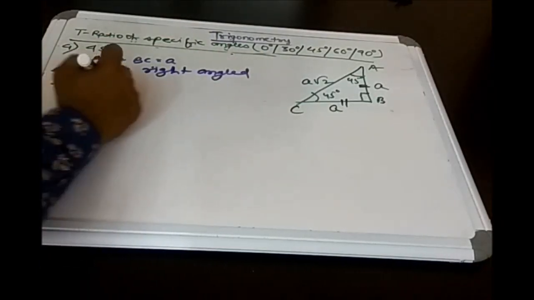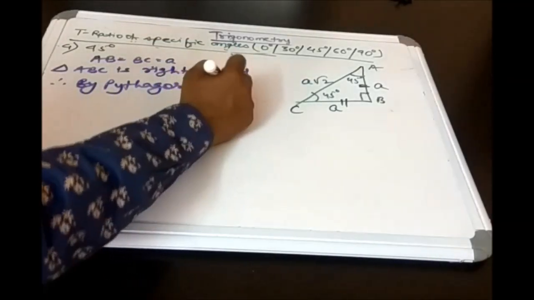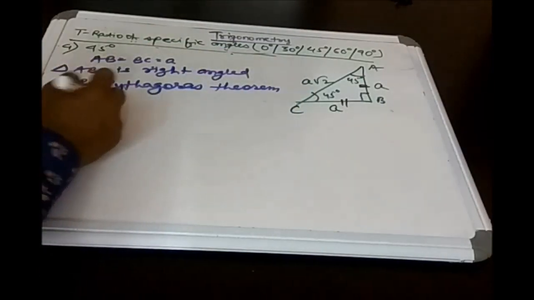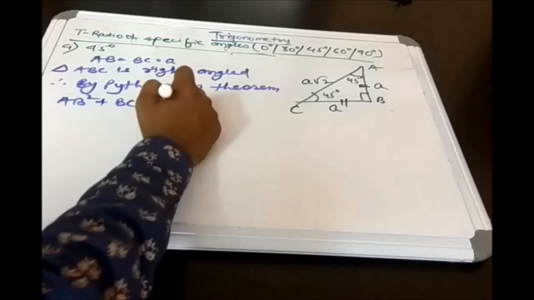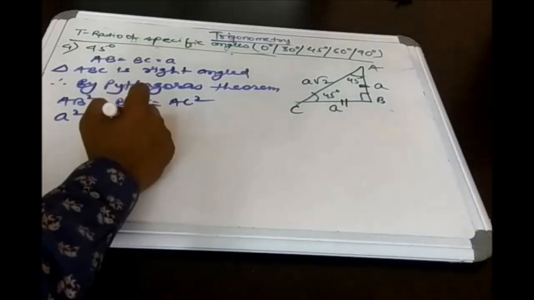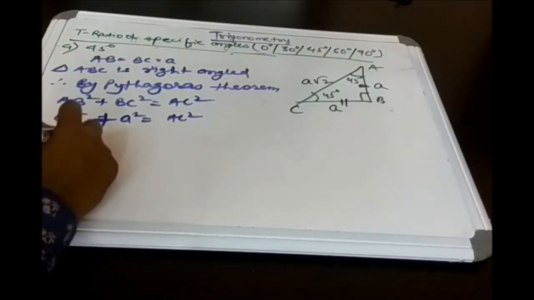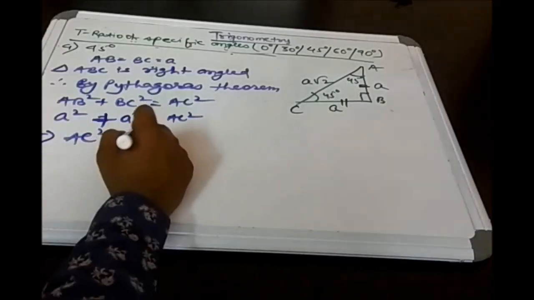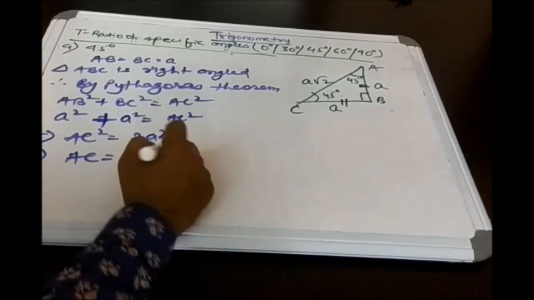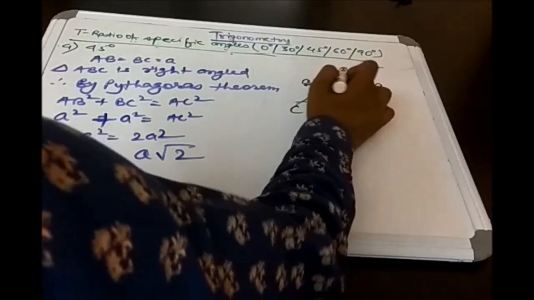therefore by Pythagoras theorem, AB square plus BC square equals AC square. AB is A, so A square plus BC is A, so A square equals AC square. AC square equals A square plus A square, that is 2A square. Therefore AC will be A root 2. That I have already mentioned.